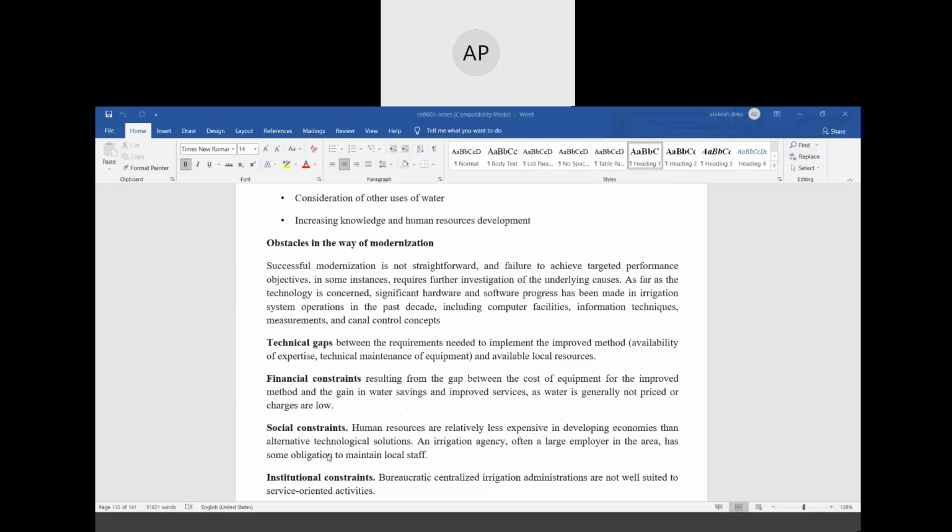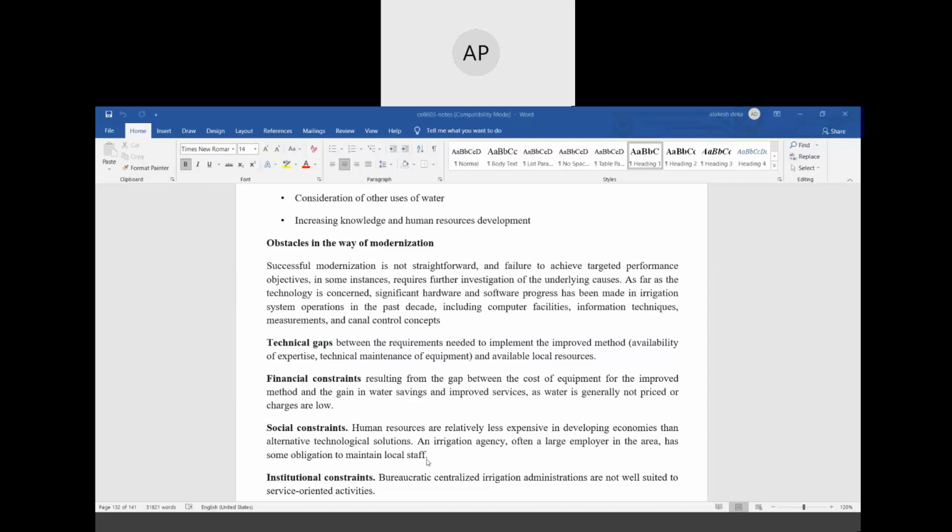Social constraint. Whenever you are going to implement any project, it may be a hydroelectric project, it may be a building project, it may be tunnel construction, it may be road construction, there are always social constraints, social obstacles. Human resources are relatively less expensive in developing economies than alternative technological solutions. An irrigation agency, often a large employer in the area, has some obligation to maintain local staff.